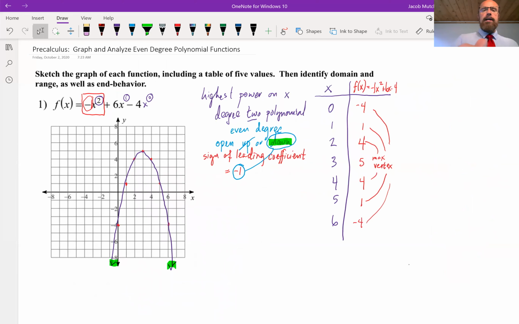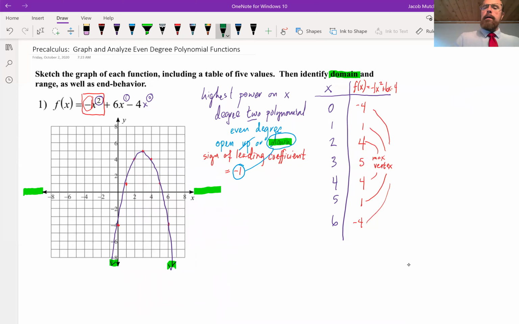We've done the first task, which is to graph the function. Now we need to find the domain and the range. So let's remember, for domain, what we're looking for is a description of the x values of the function. So I'm going to highlight domain there in green, and I'm going to highlight the far extremes of the graph.